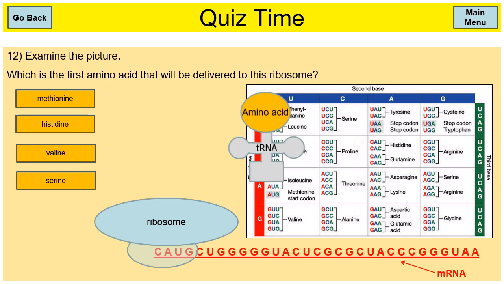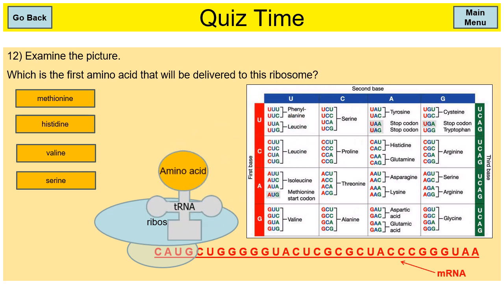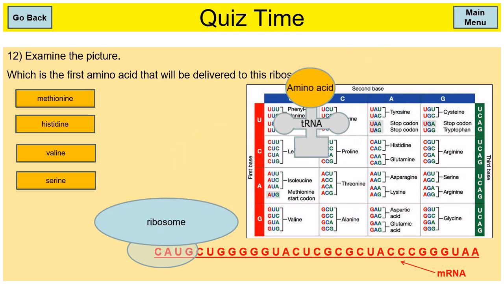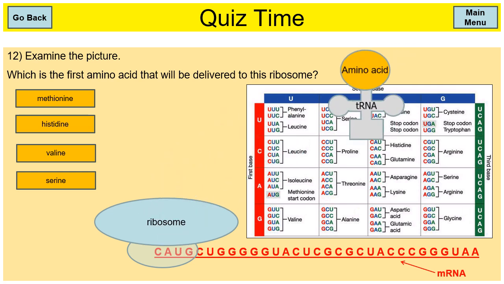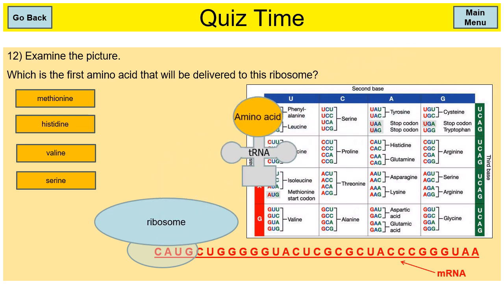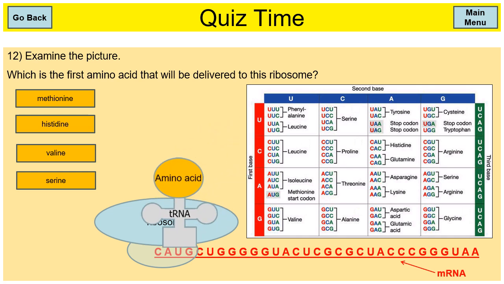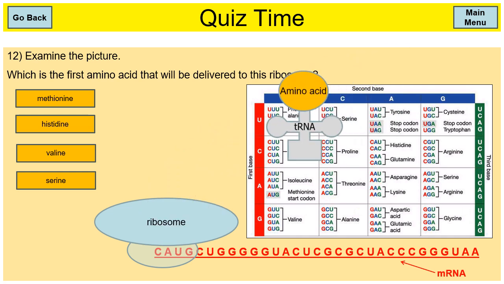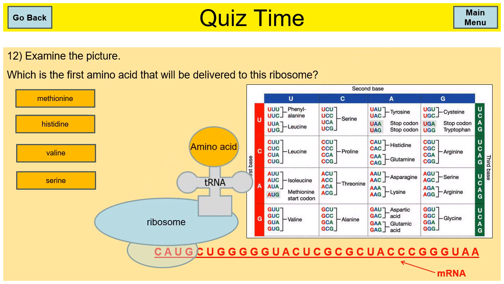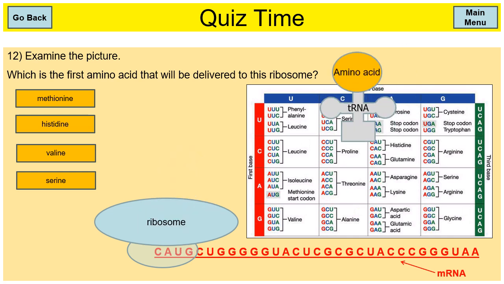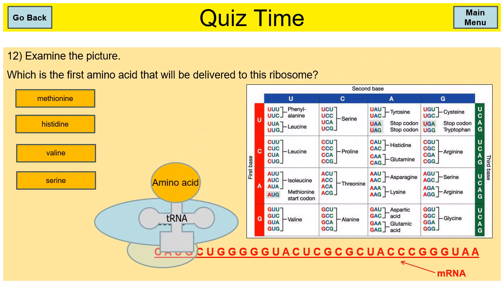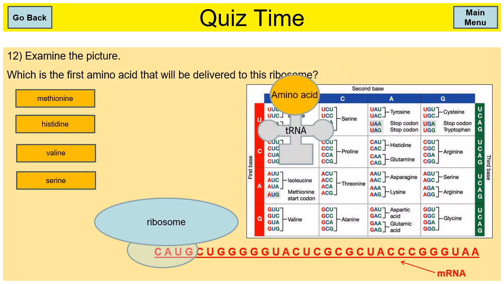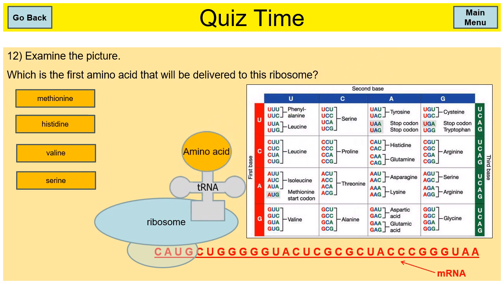Lots of students get this one wrong, and that's okay. I kind of want them to get this wrong because it reinforces that AUG is the start codon. What's the first amino acid? A lot of times students will look up the first three letters, CAU, and they think the answer is, I believe, histidine. And when they click on histidine, an alert pops up telling them that AUG is the start codon and that they should always start with AUG for methionine.